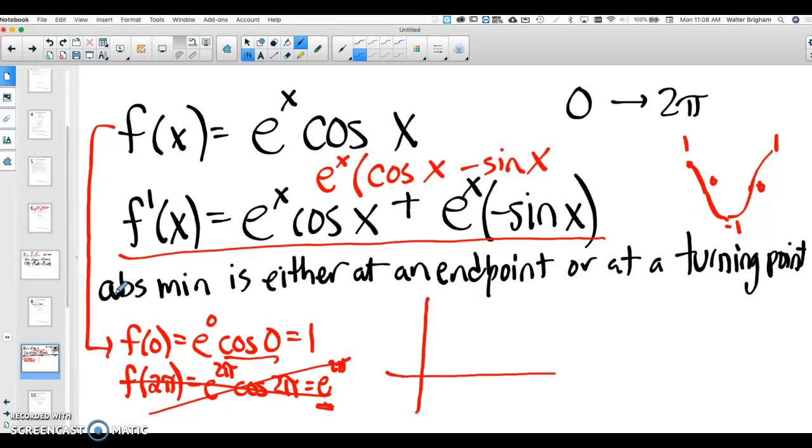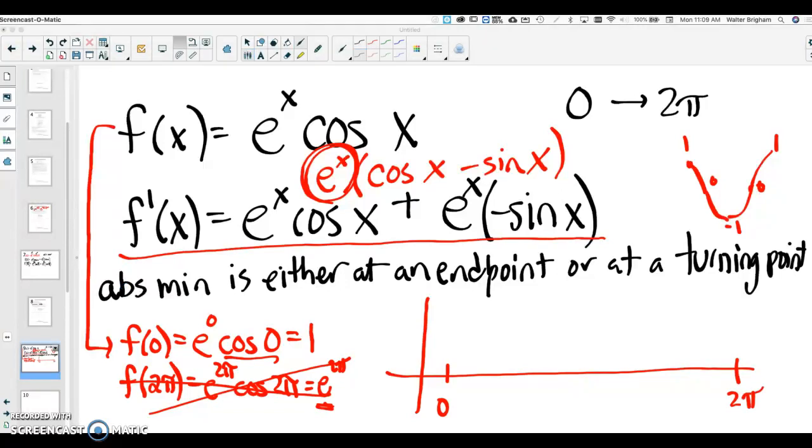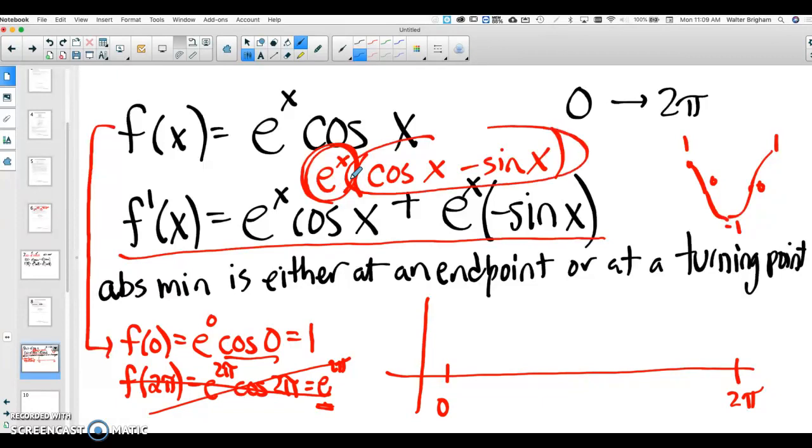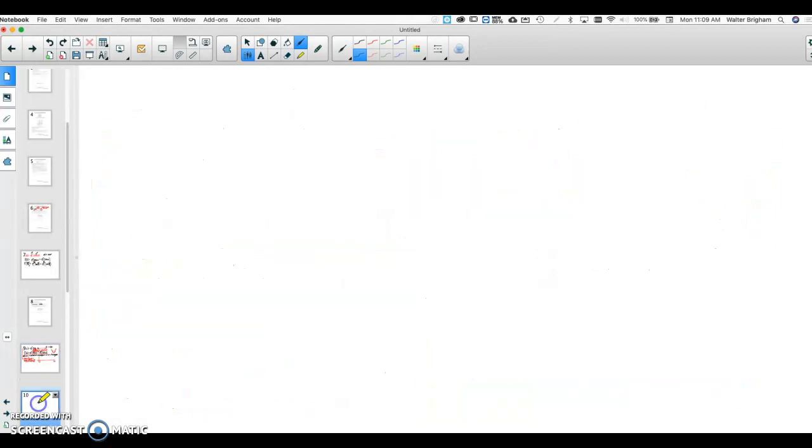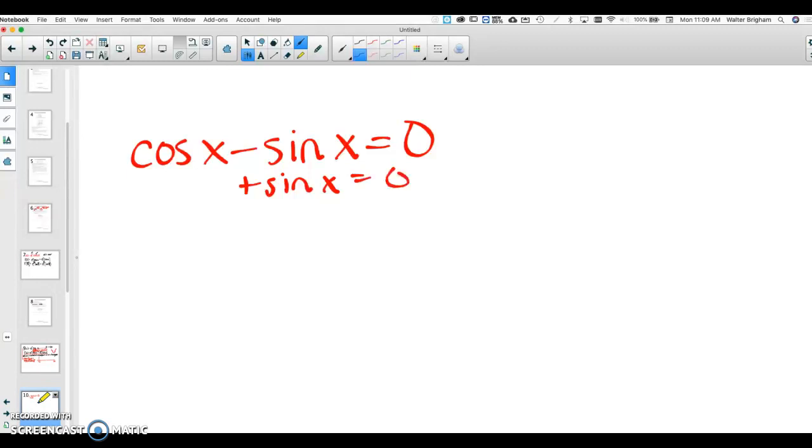I'll make a number line graph. Okay, so the question is, when can these things be 0? This can never be 0. So there's no 0 values between 0 and 2 pi. So the other question is when can this be equal to 0? And it's a relationship that comes up a bunch on calc. When can cosine of x minus sine of x be equal to 0?